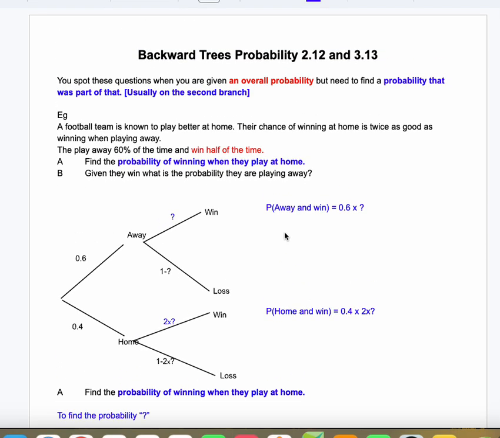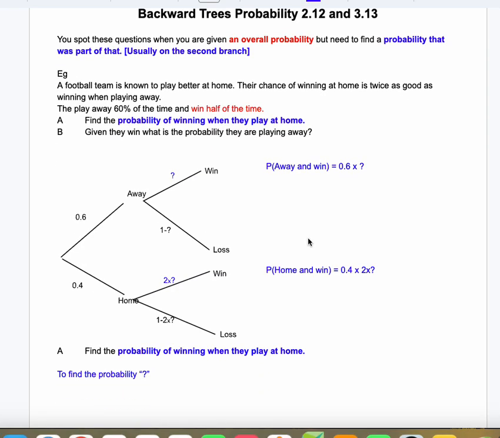Right, so we're looking at backward probability trees. There is a particular kind of problem, and they can be a little more complicated than this one, but this has got all the ingredients. You're given an overall probability, but you've got information missing on your tree. Can be a bit disconcerting. I've got the tree drawn up in this case.